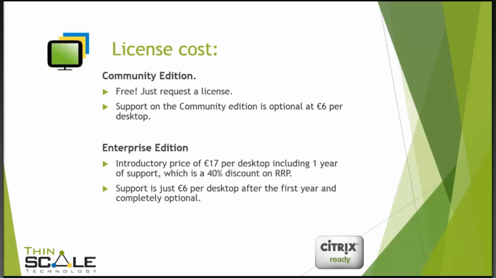So the licensing cost: Community Edition is free. Just request a license, as we covered all the way through. You can even get support on the Community Edition if you choose to. You don't have to, it's completely optional, but it is €6 per desktop if you want it. For the Enterprise Edition, we're running an introductory 40% discount, which is €17 per desktop, and that includes a year of support. After the first year, it's €6 per desktop for support, and that is completely optional. So it's opt-in. If you choose not to and everything's working fine, no problems from us.